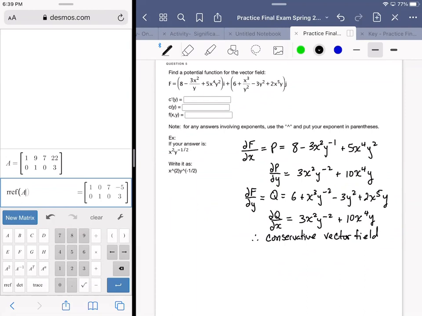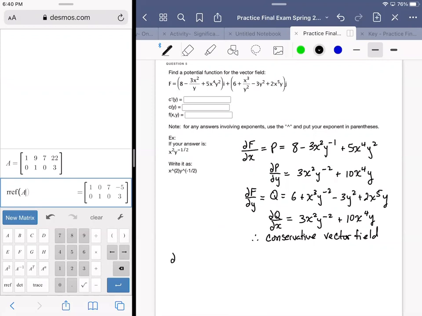So then, in order to find a potential function, what we're going to have to do is anti-differentiate either one of them. It doesn't make a difference. Whichever one you deem to be a little easier to work with. Really, like I said, it doesn't make much of a difference whatsoever. In this case, 3 terms compared to 2 terms, I guess, so I'll go with P.